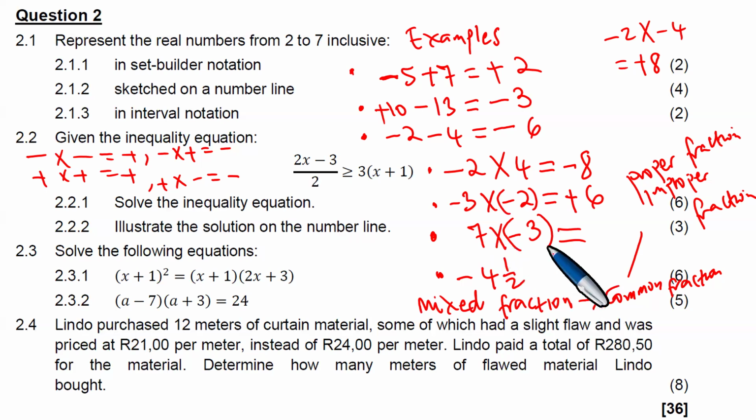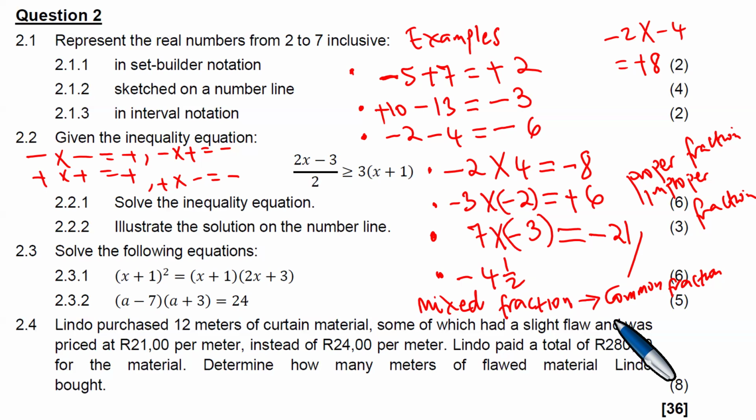Okay, what about 7 times minus 3? It's negative because we have 2 different signs. A positive sign on the 7, and then a negative on the 3. So it's negative. And then what do we get? 21. Negative 21. Okay, now we're good.